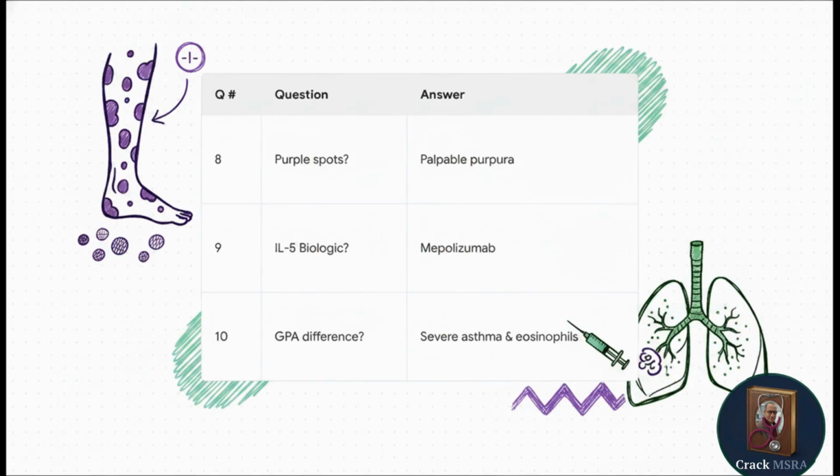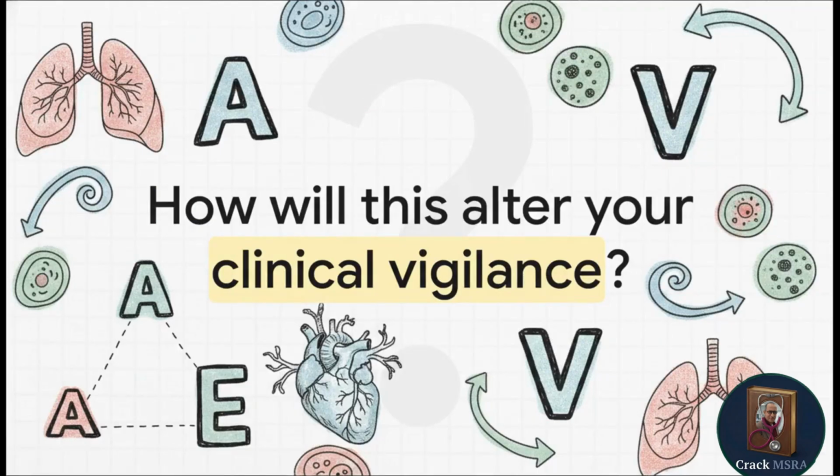Excellent job working through those. As we wrap up this explainer, I really want to leave you with a thought to bridge your exam prep directly into your everyday medical practice. Think about it. How will mastering these nuances change your clinical vigilance the next time an adult patient presents with seemingly standard but incredibly difficult to control asthma? By keeping that AEV triad and the threat of systemic vasculitis in the back of your mind, you might just be the clinician who catches a rare, life-threatening condition before it ever enters that dangerous vasculitic phase.